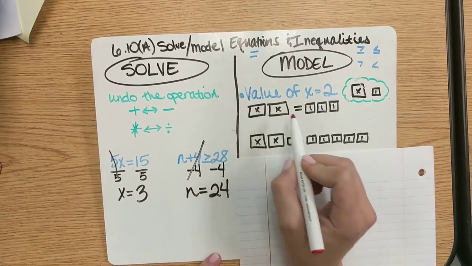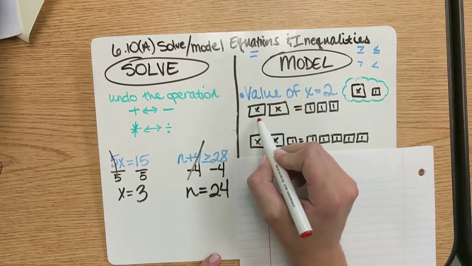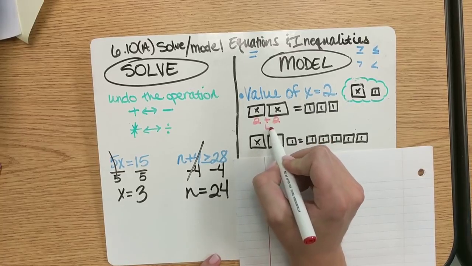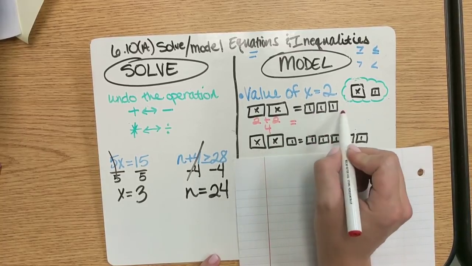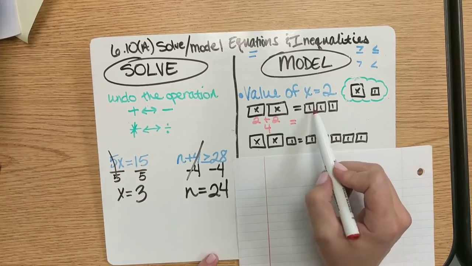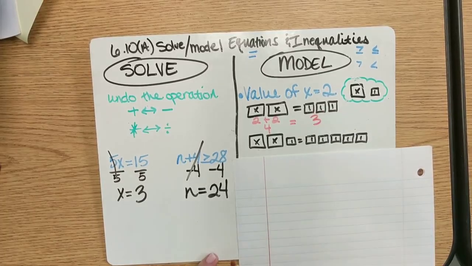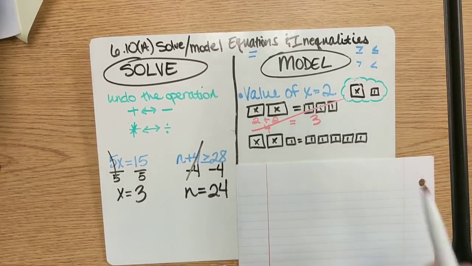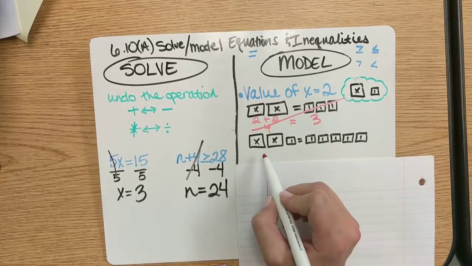So I have 2. So x would be 2, then I've got a 2 and a 2, which added together gets me a 4. Well, does the other side show 4? 1, 2, 3. Nope, that shows 3, so that does not work. Let's see if this model shows a value of x being 2.